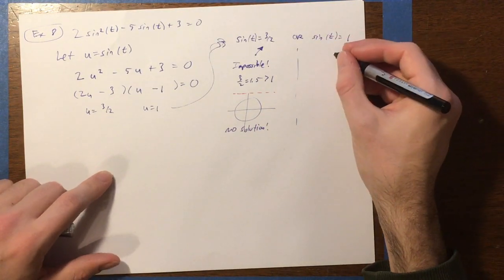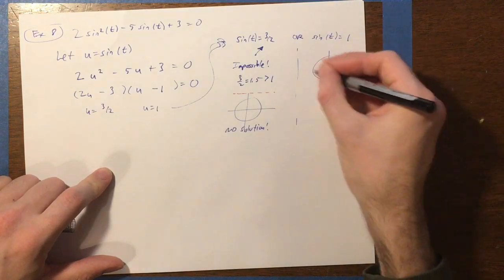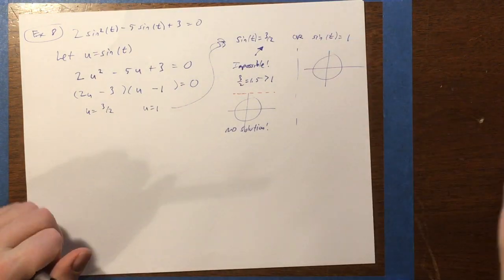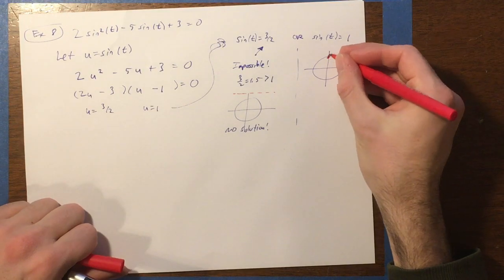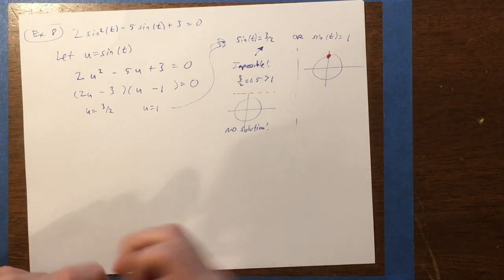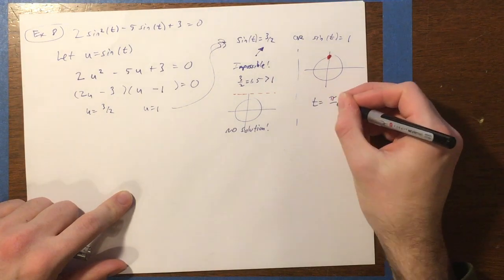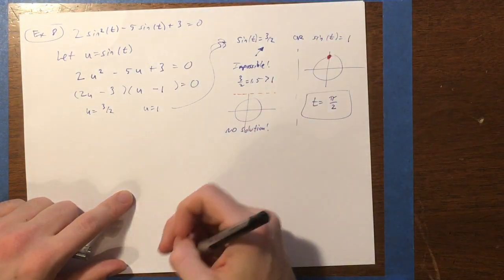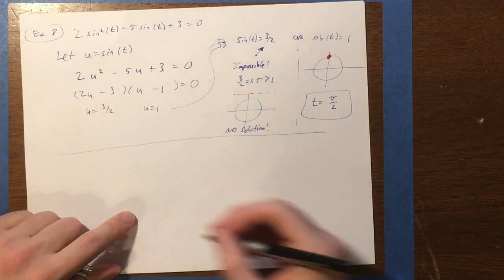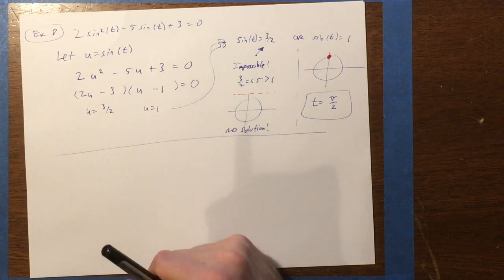But there might be a solution from the second possibility over here. Sine of t equals 1, that definitely has a solution, because 1 occurs right up here at the top of the circle. And so there is an angle that terminates right there, and that would be t equals pi over 2. And that is my solution to this equation. That's the only solution in the interval from 0 to 2 pi.